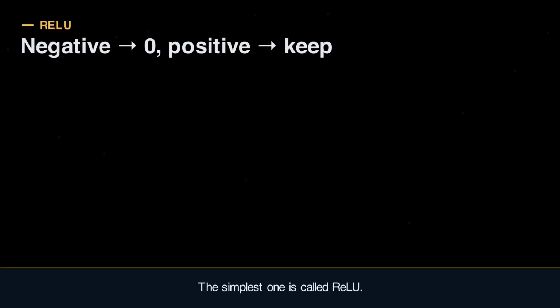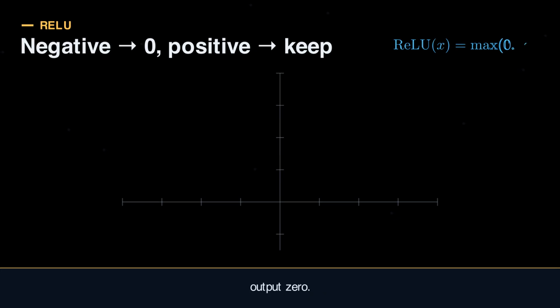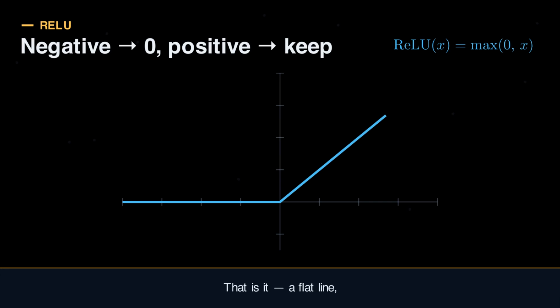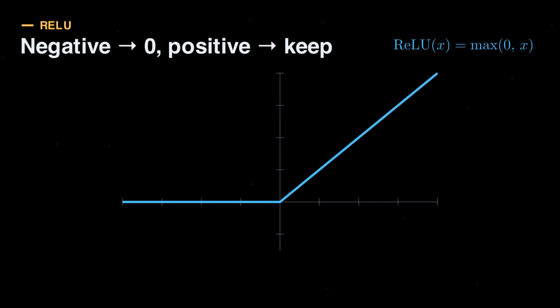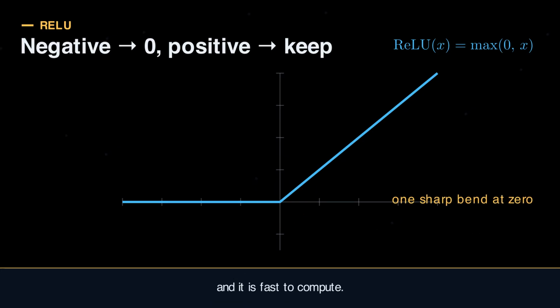The simplest one is called ReLU. The rule could not be easier. If the number is negative, output 0. If it is positive, keep it as is. That is it, a flat line, then a straight ramp with one sharp bend at 0. That single kink is enough to break linearity, and it is fast to compute.